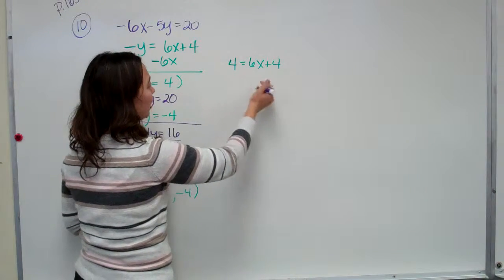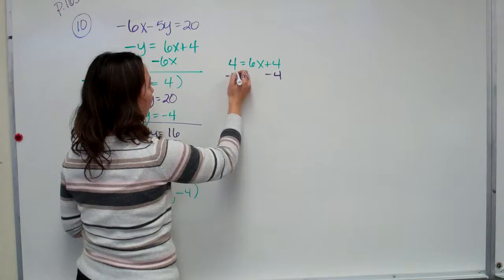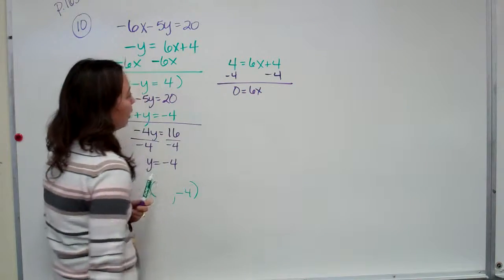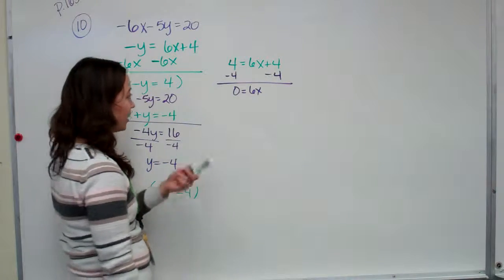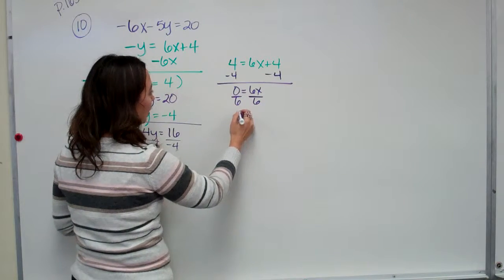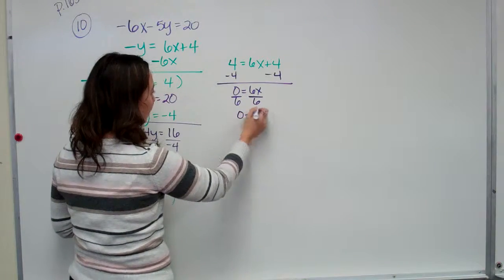Now I'm just going to get x by itself. So to do that, I need to subtract 4 from both sides. I get 0 equals 6x. Now I need to divide that 6 away from the x to get my x by itself. 0 divided by 6 is 0, so x is 0.